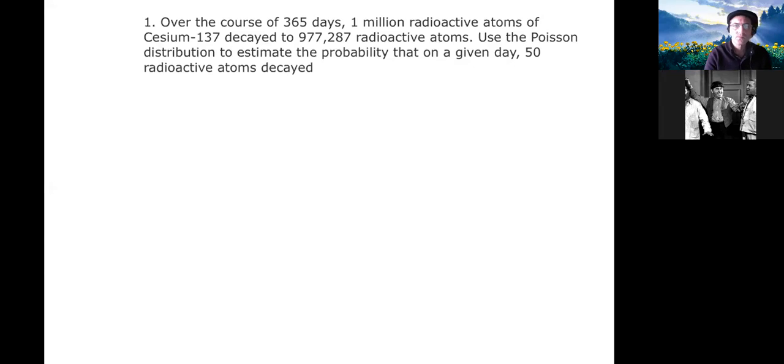Okay, so today's goal is to do some applications of the Poisson distribution. Here we have a problem. Over the course of 365 days, 1 million radioactive atoms of cesium-137 decayed to 977,287 radioactive atoms. Use the Poisson distribution to estimate the probability that on a given day, 50 radioactive atoms decayed. So we have to figure out what lambda is.